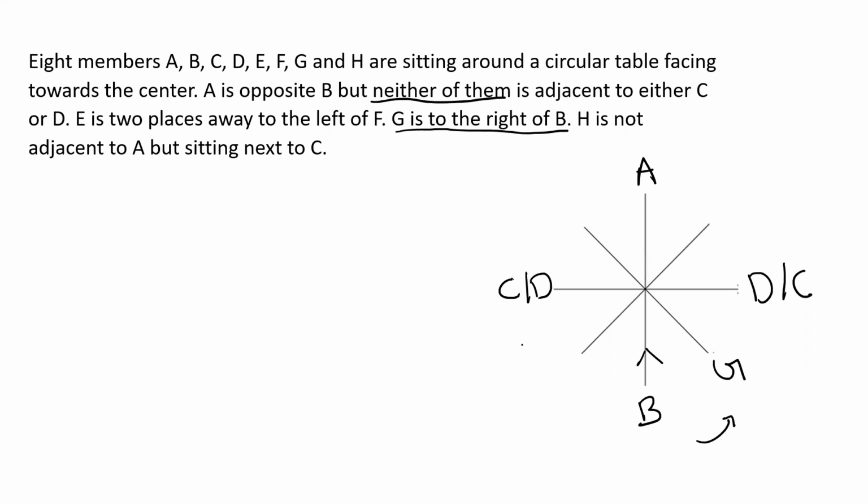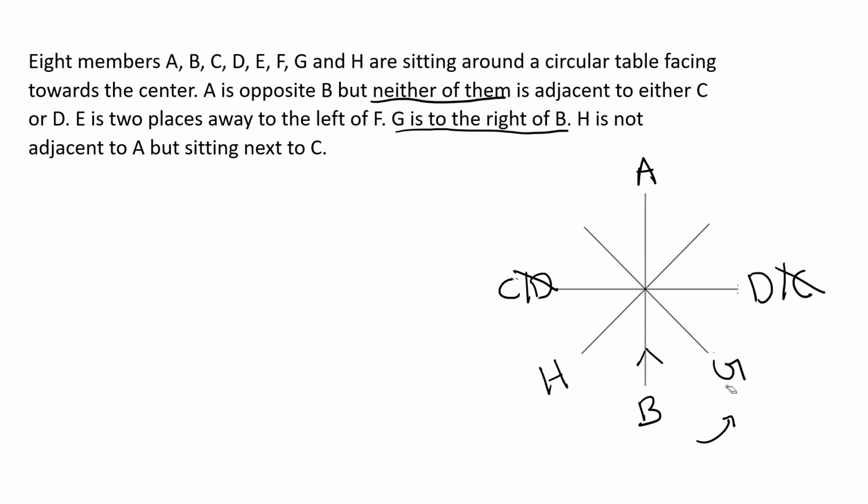Now, let us look at the next condition. H is not adjacent to A. As we fixed A earlier, now H should not sit next to A. So you are not allowed to place H in any of these two places. So obviously, this person should be H now. You are given that H is not adjacent to A, but sitting next to C. So H has to sit next to C. So this person will be C now, and it's D.